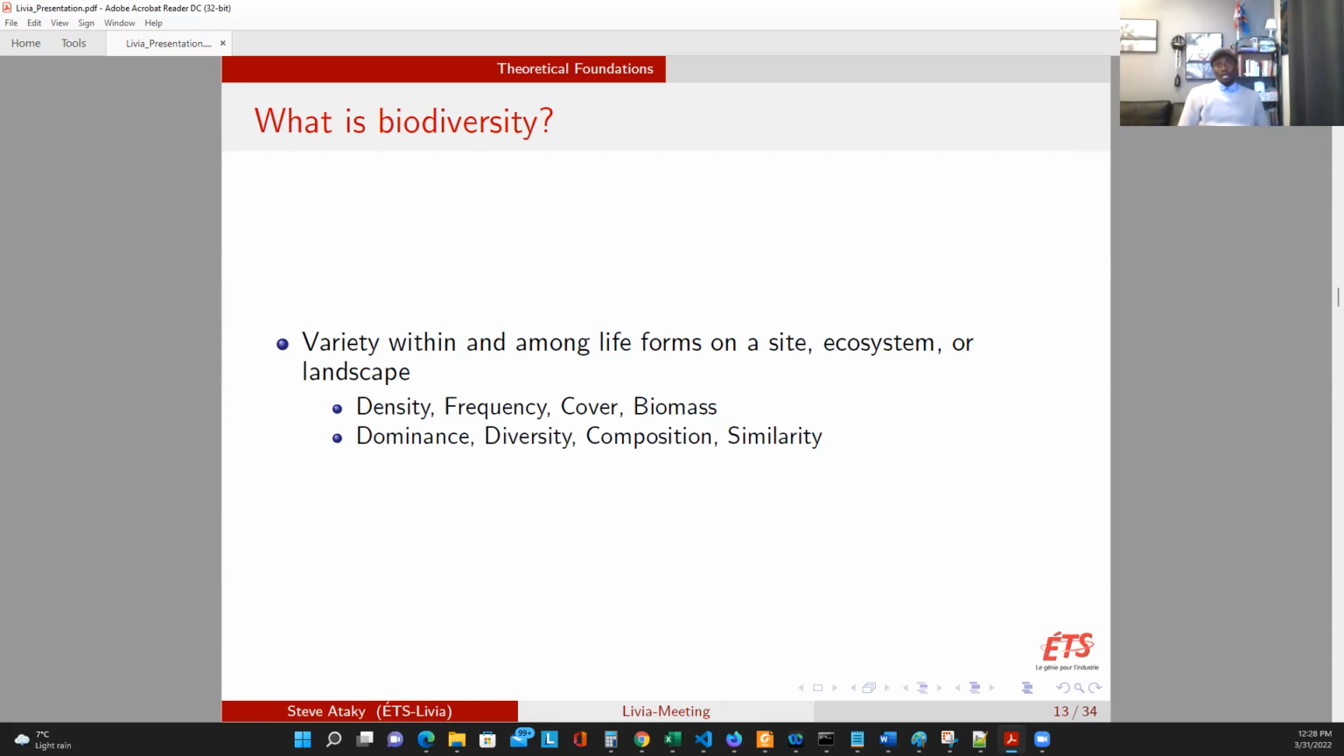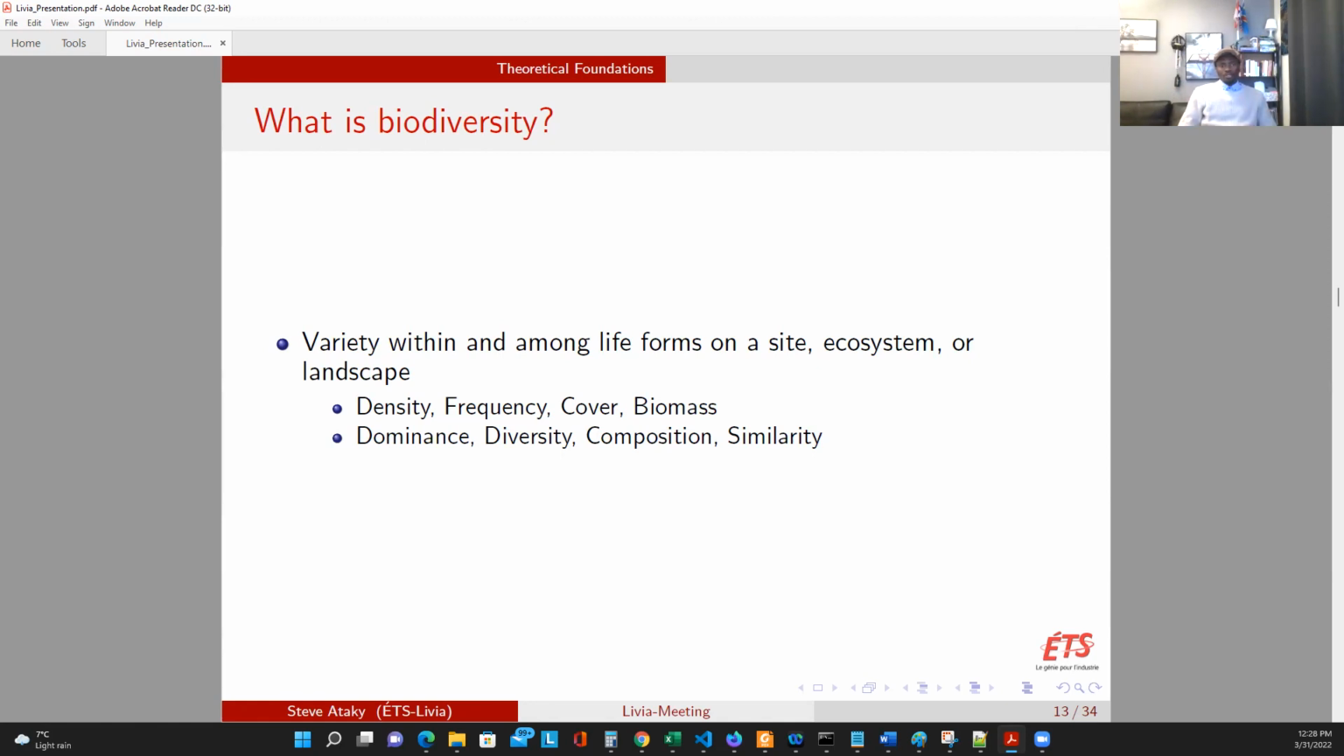or on a unit. And several attributes can be measured to describe ecological communities, which include density, frequency, cover, and biomass. And there are several ways that these individual attributes can be combined to create descriptive measures of ecological communities. So this includes, if we combine density, frequency, cover, biomass, we may get a dominance, diversity, composition, similarity.